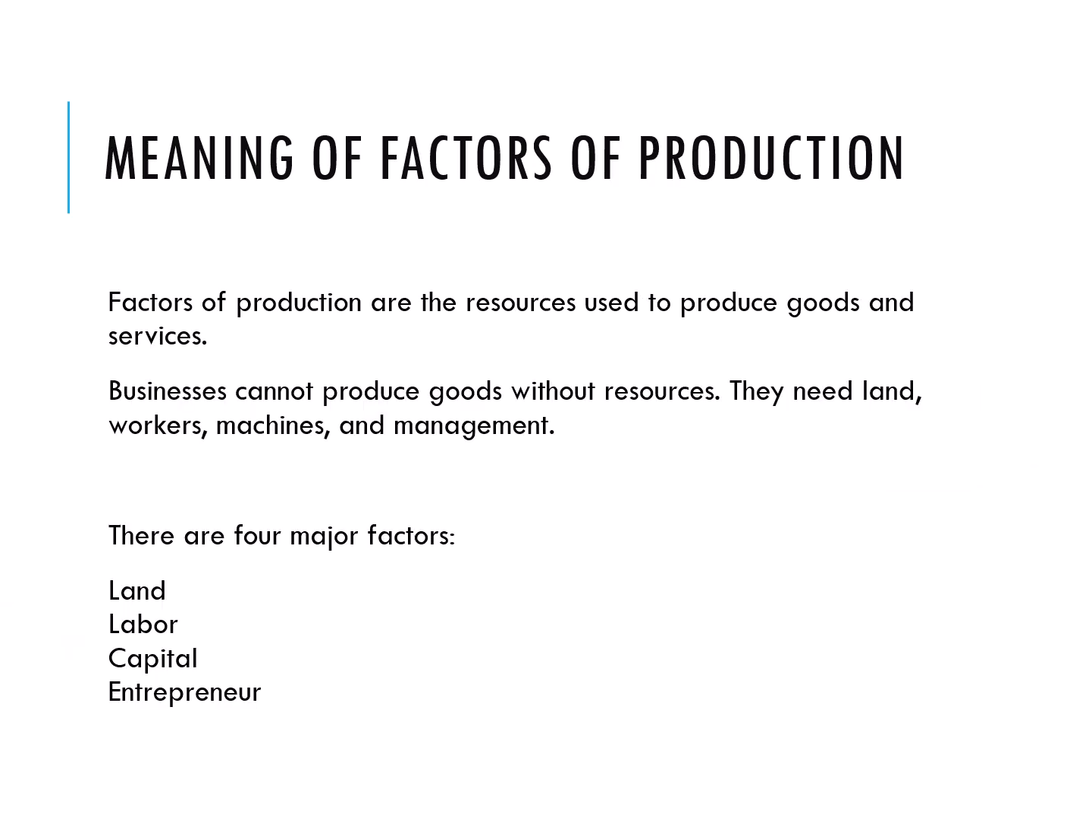Meaning of factors of production. Now the question is, how does production happen? A business cannot produce goods without resources. They need land, workers, machines, and management. These resources are known as factors of production. Factors of production are the inputs used in the production process. They help businesses create goods and services. There are basically four major factors: land, labor, capital, entrepreneur. Each factor has its own role and importance. If one factor is missing, production may become difficult or impossible.